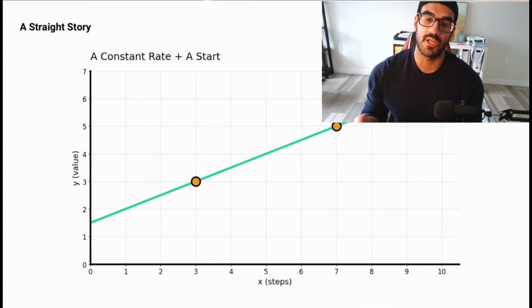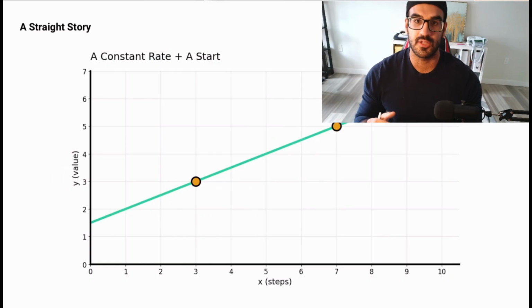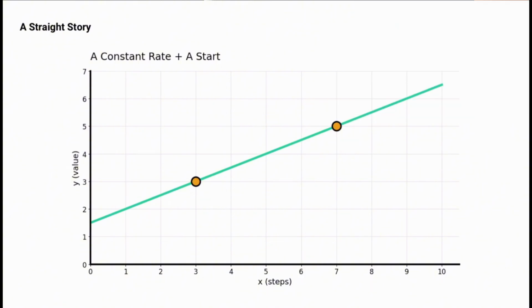But at another point, especially in real life, my rise is not going to be the same as my run. My units would be different, so I have to be very careful about that. So at this point, I have the constant rate, and I have a start.